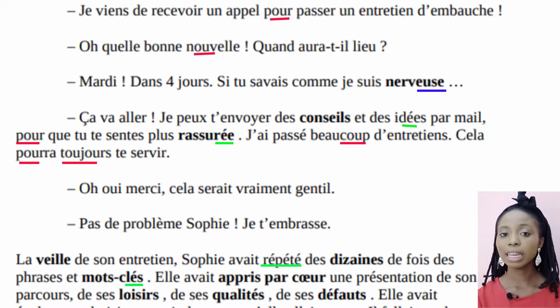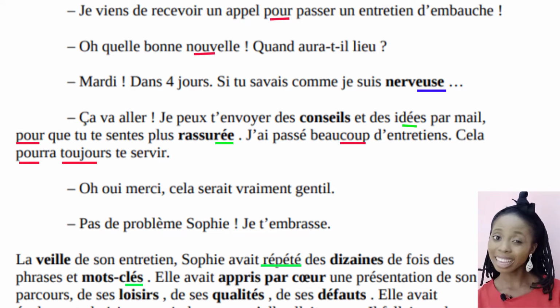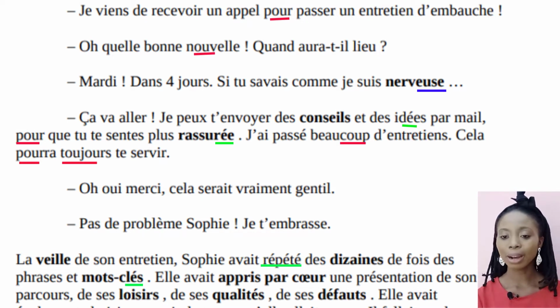Mot-clé, as you can see, the A sound as well. E accent aigu. So it gives us the sound A, clé, A. Okay? And we have our C that I mentioned. When we have C without the cedilla underneath, it gives us K. That's why we have clé.